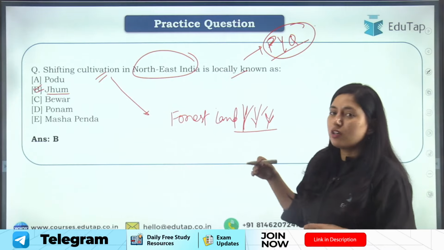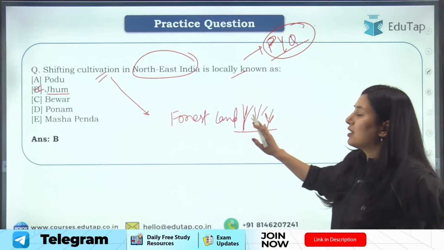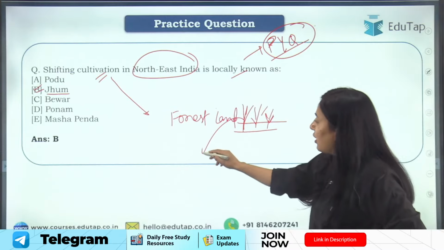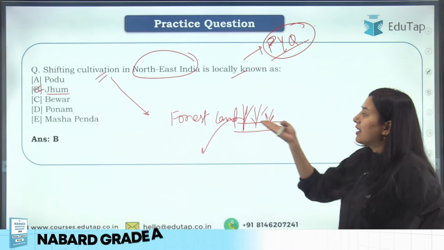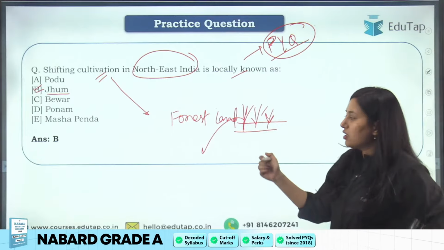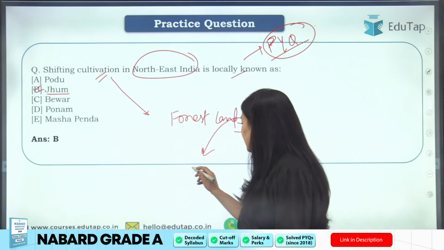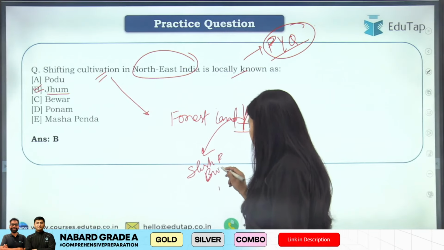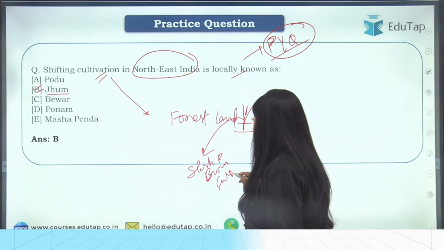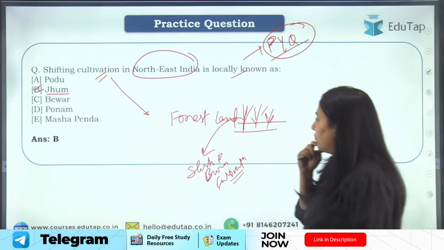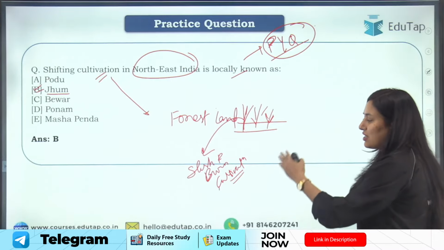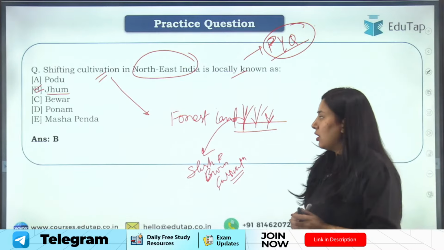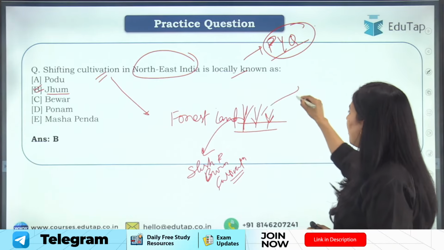So initially, in order to grow any crop, all these vegetation need to be cut down. So what did the farmer do here? They cut down this vegetation and burn it. Okay, so hence another name of shifting cultivation is slash and burn cultivation, where all the forest vegetation is cut down and burned. Now after clearing this forest land, crop is grown here.